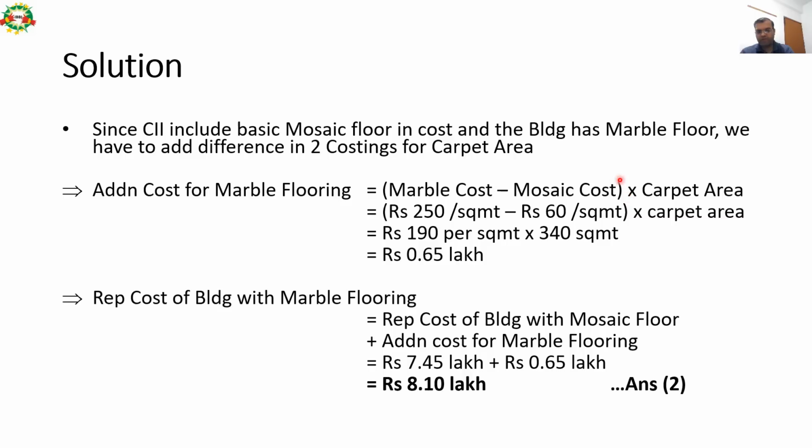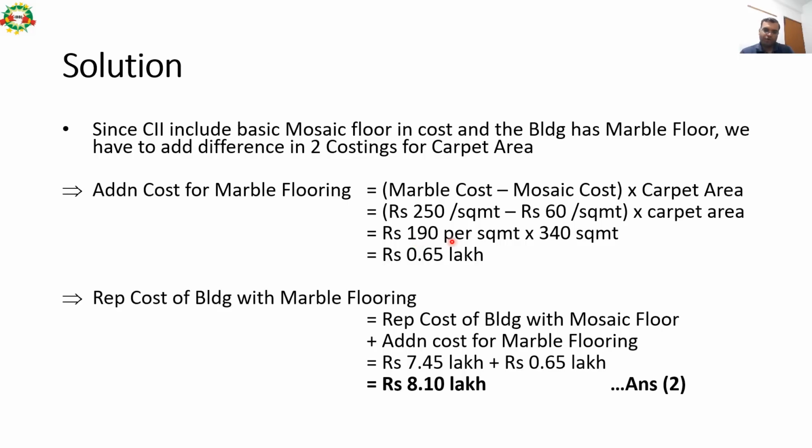So instead of mosaic flooring, if I go for marble flooring, I have to pay an extra 190 rupees per square meter. 250 rupees per square meter is the cost of marble flooring, and 60 rupees is the cost of mosaic flooring. So instead of mosaic flooring, if I want marble flooring, I have to pay 190 rupees per square meter extra.